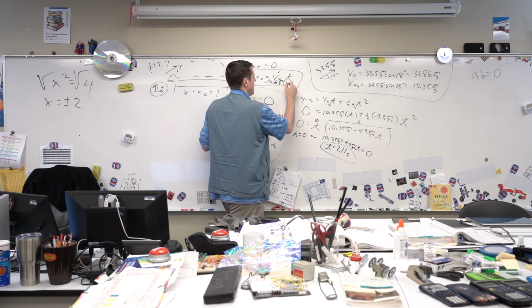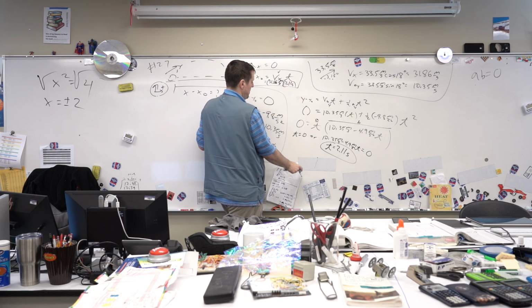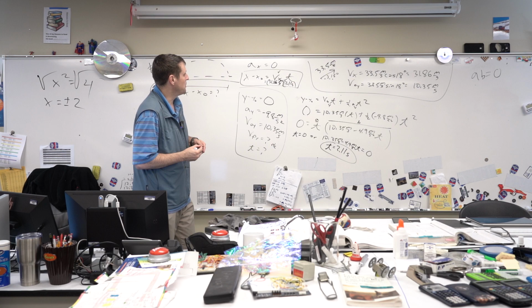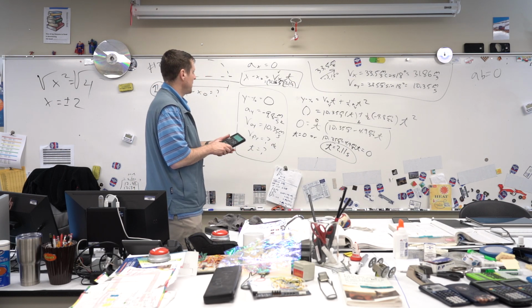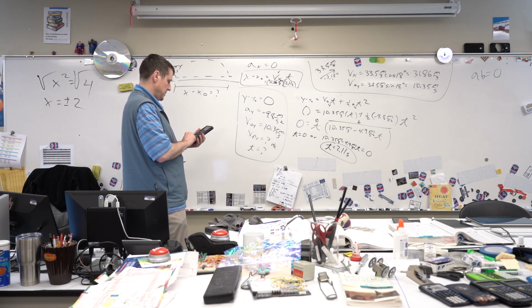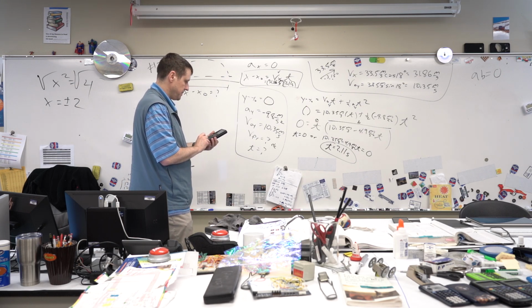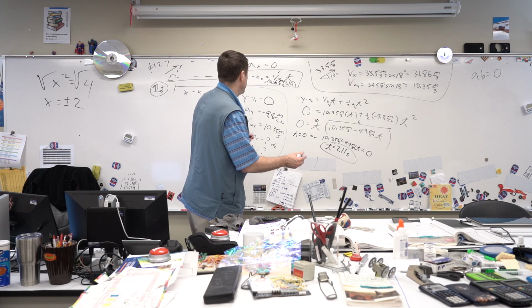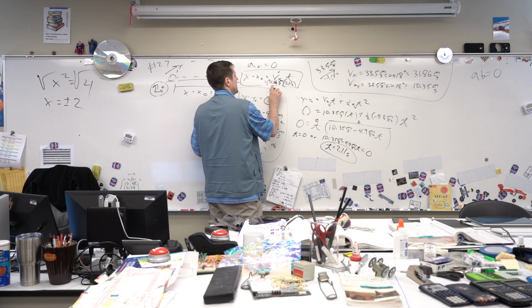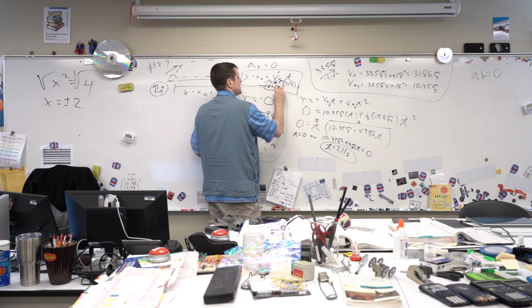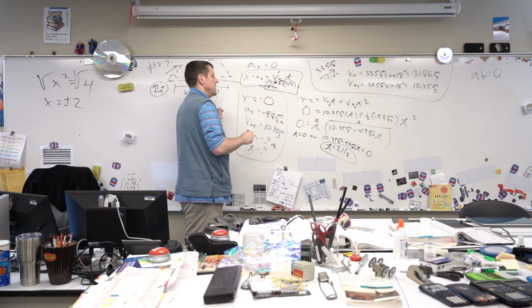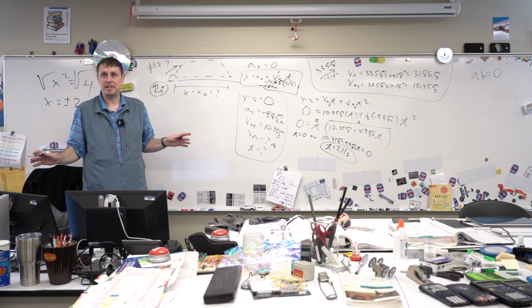So 2.11 seconds times 31.86, and we'll get that he goes a little over 67 meters. So 67 meters, all right, for our displacement in the x. Not our final answer, okay?